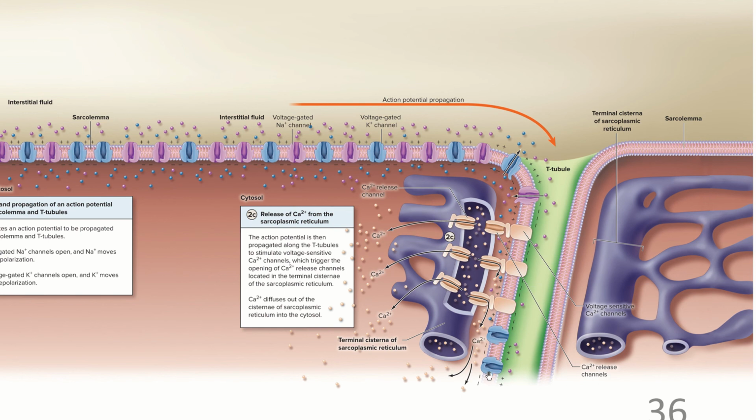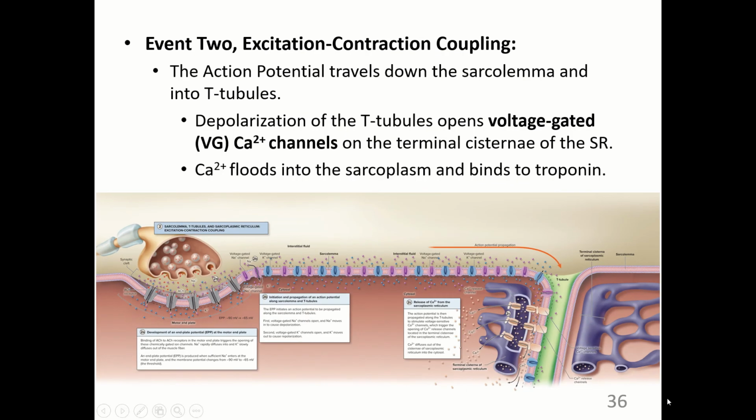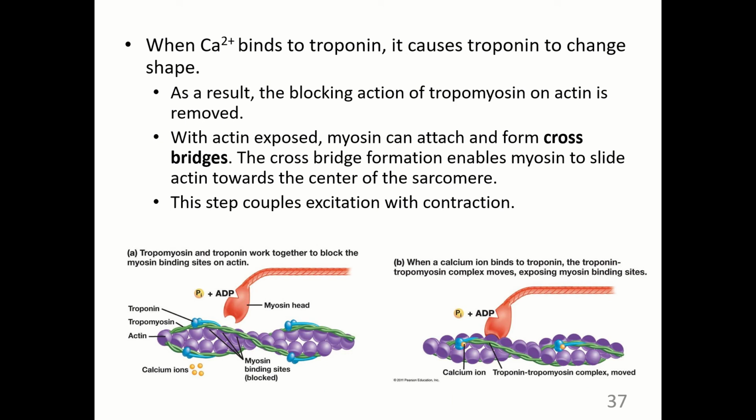When the voltage-gated calcium channels open, the calcium ions will then diffuse out of the terminal cisternae of the triad into the sarcoplasm. The calcium ions will then go and bind to troponin, which is located on the actin subunits. So when calcium binds to troponin, it causes troponin to change shape. As a result, the blocking action of tropomyosin on actin is removed. With actin exposed, myosin can attach and form cross bridges.